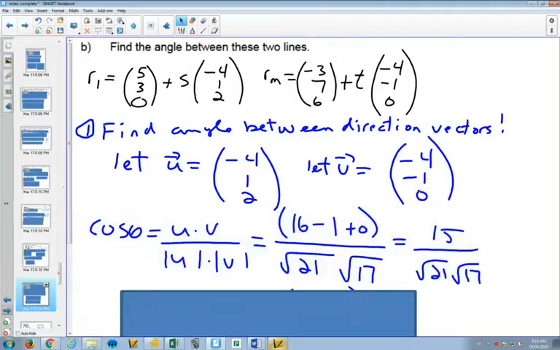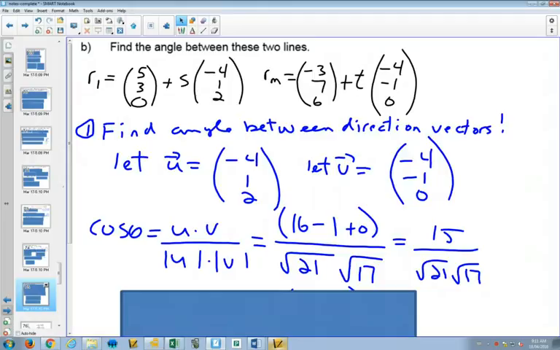And our formula, cos theta, is u dot v over the magnitude of u times the magnitude of v. So the dot product, multiply the corresponding coordinates, and then add them all up. Negative 4 times negative 4 is 16. 1 times negative 1 is negative 1, and 2 times 0 is 0.